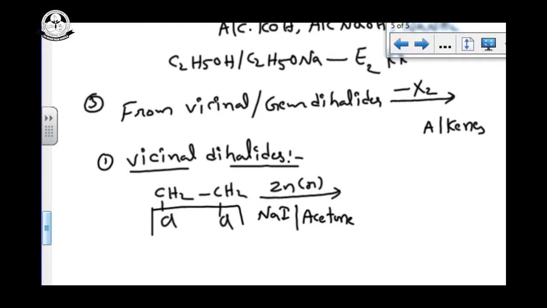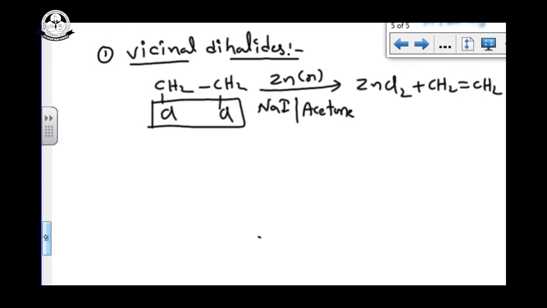Dehalogenation means we remove the halogens. Cl2 with zinc can go out like ZnCl2. So the remaining is CH2=CH2. By the dehalogenation of vicinal dihalides, we can get the alkenes. So here we are removing the halogens.